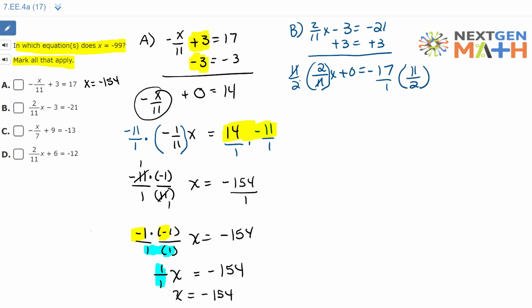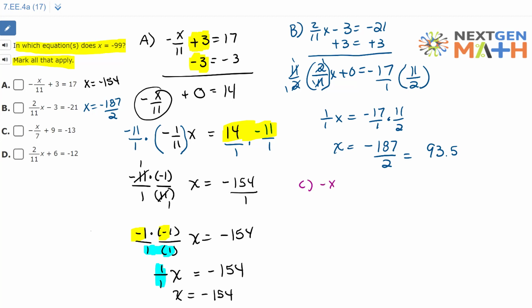When we do this, multiplying by the inverse, all this reduces to 1 over 1. So we're left with 1 over 1x equals negative 17 over 1 multiplied by 11 over 2. On the left we still have x, and on the right, negative 187 over 2. So x equals negative 187 over 2, which is the same thing as negative 93 and 5/10. So A's a no, B's a no. Let's go ahead and work on C.